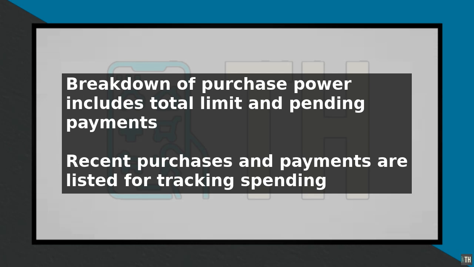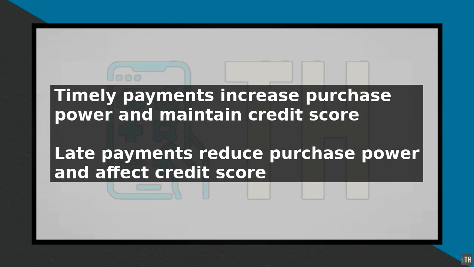In addition to checking your purchase power, you can also use the Klarna app to set spending limits, track your expenses, and receive notifications when you are approaching your spending limit. These tools can help you stay on top of your finances and make the most of your purchase power.